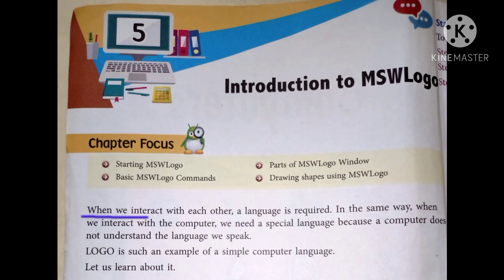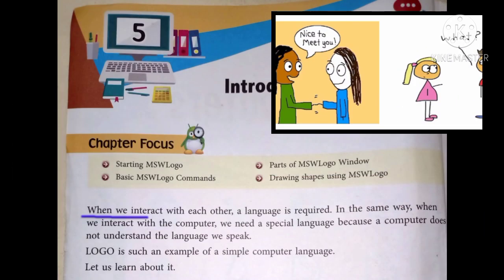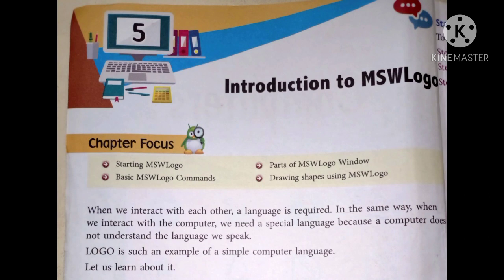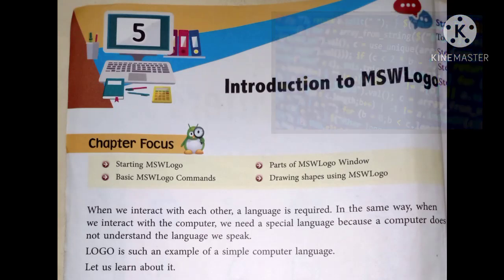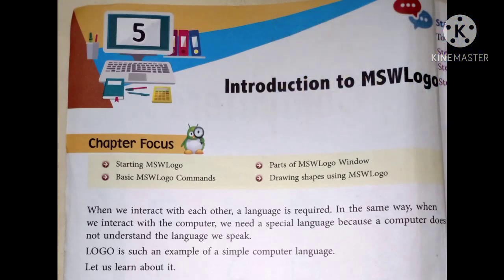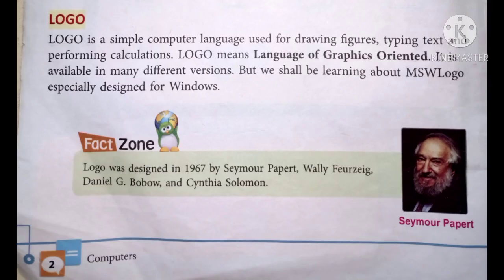When we interact with each other, a language is required. In the same way, when we interact with the computer, we need a special language because a computer does not understand the language we speak. Logo is such an example of a simple computer language. So basically, MSW Logo is a programming language of the computer. Logo is a simple computer language used for drawing figures, typing text and performing calculations. So all these things we can do with the MSW Logo application.